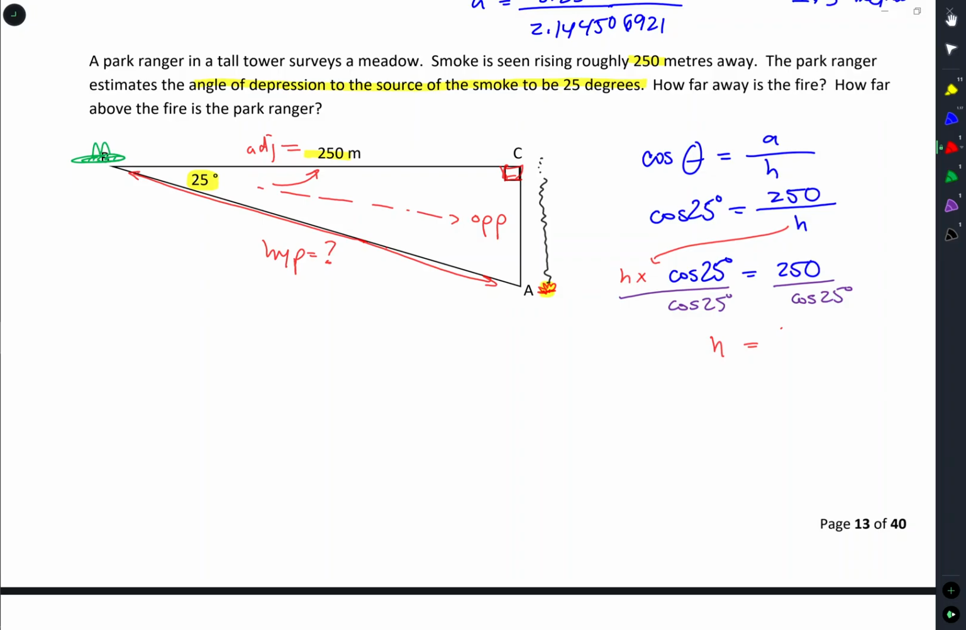The cosine of 25 degrees, what's that? Looks scary. There's a lot to it. There's letters, many of them. It's actually the number 0.906, that's all it is. It looks scary, but it's really just a number. So I'm going to solve that whole piece. I'm going to take 250 divided by cosine 25 degrees equals 275.84, and so on and so forth. So therefore, the fire is 275, let's say 0.8 meters away.